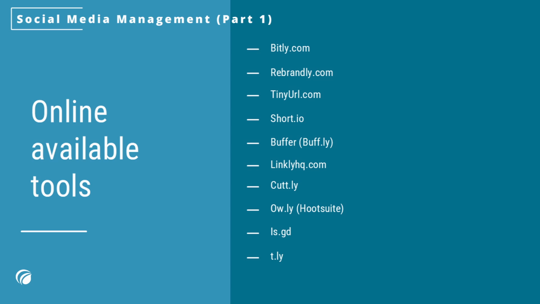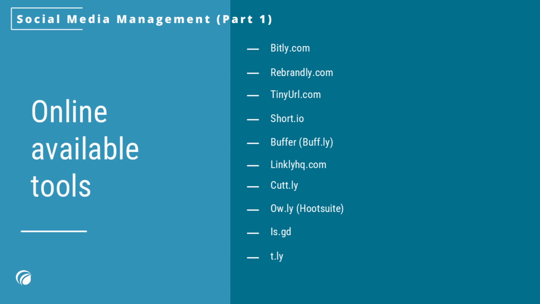Cutly is a custom URL shortener that allows users to track, simplify and manage their links. The shortened links do not expire and they offer detailed link statistics. Free and paid plans are available. Oli is a link shortener integrated with the Hootsuite management platform. It allows users to shorten links directly within the Hootsuite dashboard and track their performance. It requires a Hootsuite account, free or paid.